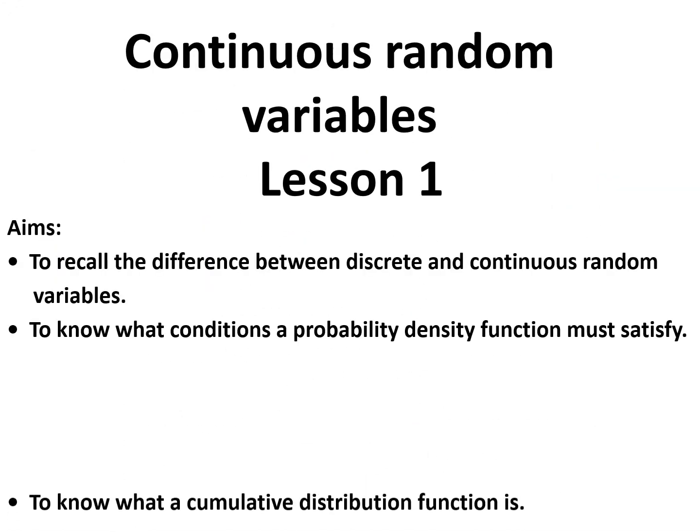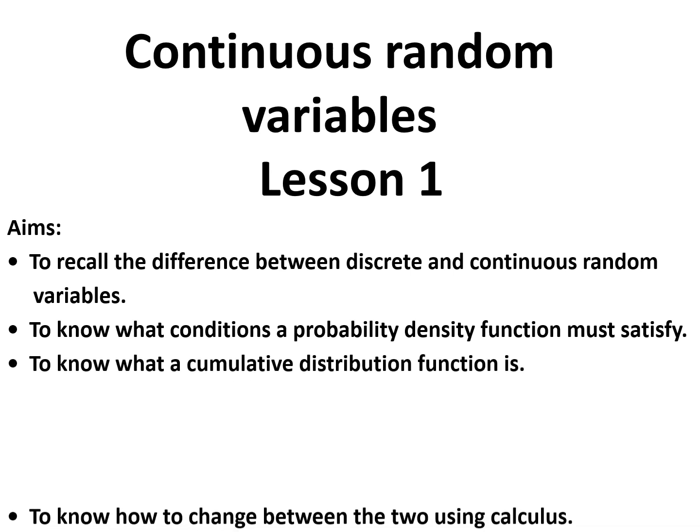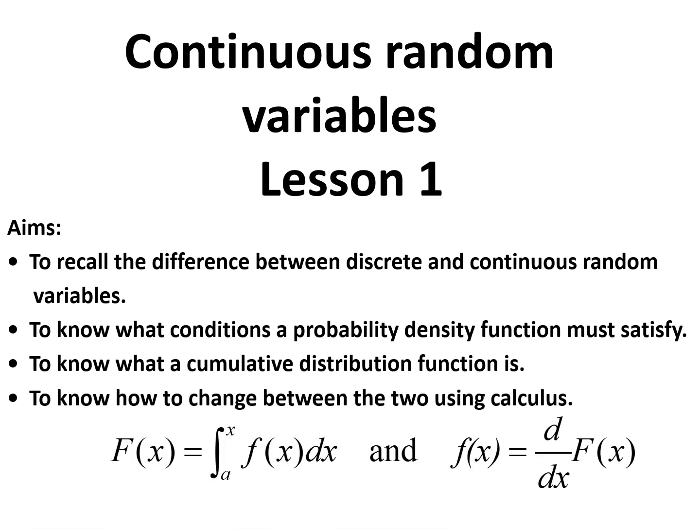Right, continuous random variables. We've got to recall the difference between discrete and continuous random variables, know what conditions a probability density function must satisfy, to know what a cumulative distribution function is, which is that big F below, and it's always the probability x is less than or equal to something, and to know how to change between the two using calculus. Right. Move on.